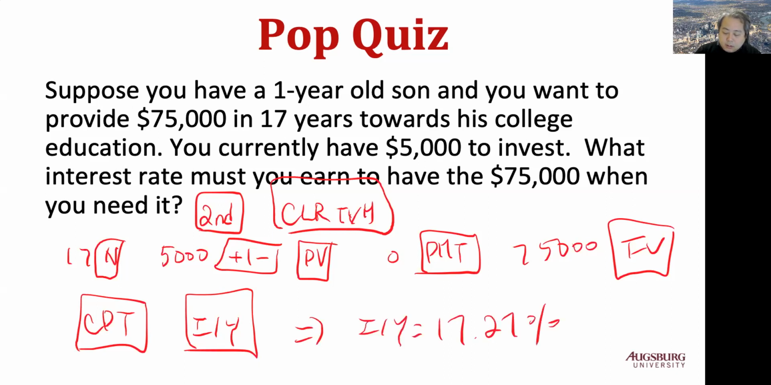17.27%. Fairly high, right? I mean, we have $5,000 and $75,000 is being made from $5,000. You should make at least 17.27% all the time. That's very hard job, actually.